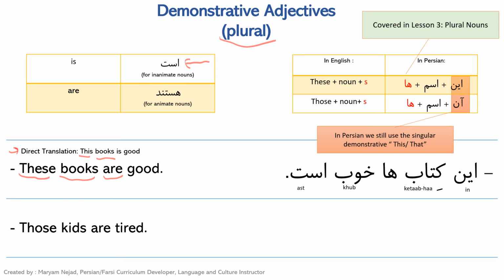And then for the next one, those kids are tired. So we will be using the singular demonstrative on. And then we need to make kid plural, and then we need to use هستند because of بچه‌ها, and بچه‌ها is an animate noun. So this sentence is going to read as آن بچه‌ها خسته هستند.